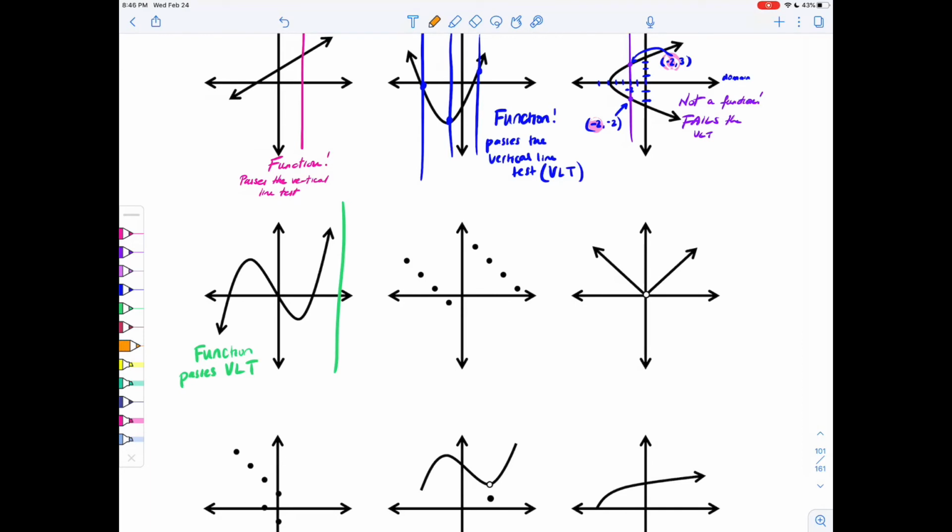Let's check out this one. There's my vertical line. I'm going to drag it across. See, this is a function. It's on, it's off, it's on, it's off, but it only is ever on one point at any given time. I think we've got ourselves a pass. We put the fun in function.